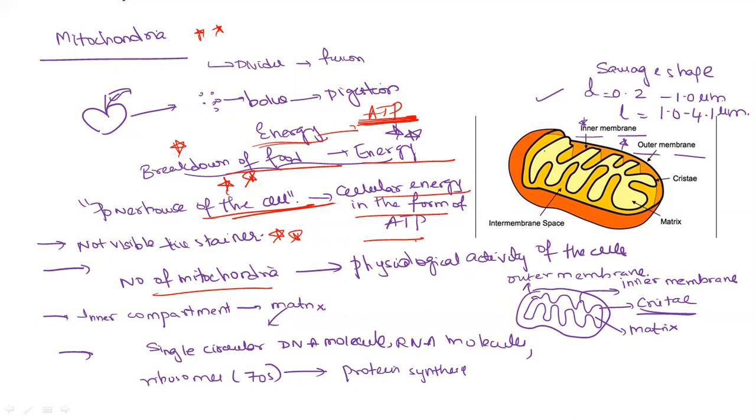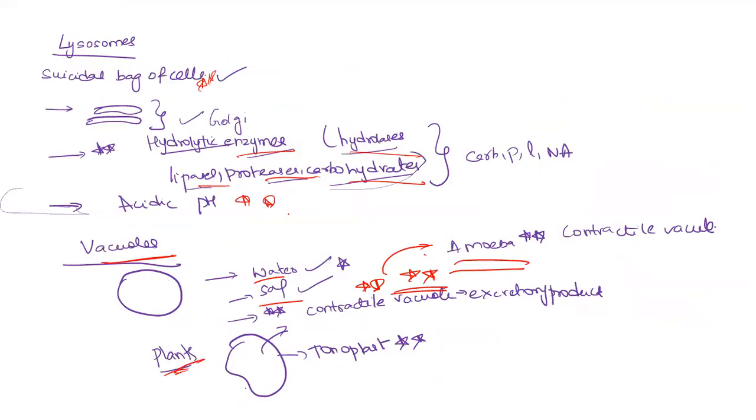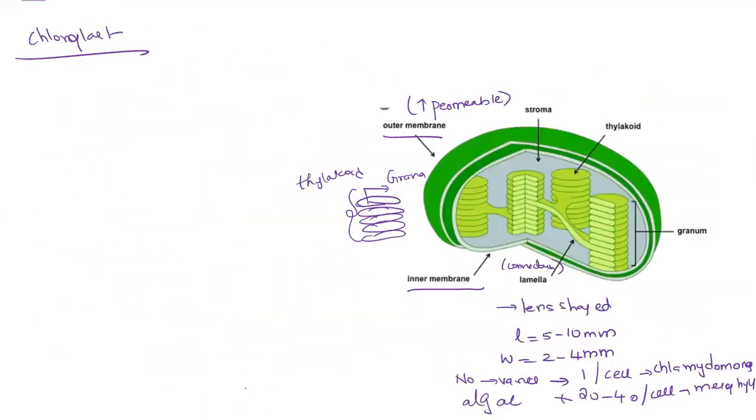It is a double membranous structure. It has an outer membrane and inner membrane. Inner membrane has inner foldings divided into cristae, which has matrix, and outer membrane is the outermost layer. And the matrix has a single circular DNA and an RNA molecule, and it has ribosomes that are helpful for protein synthesis. Okay. Now coming to the chloroplast.